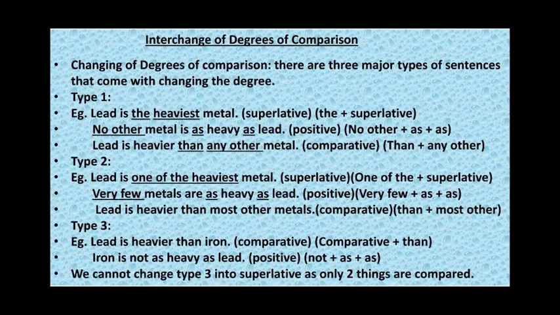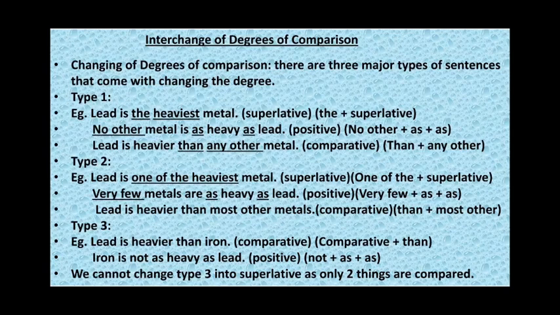In the comparative, if you see, in type 1 we have than plus any other. So if you are noticing, we have than in all the three types, and the other words are differing, that is any other. In type 2 we had most other, and in type 3 we had the comparative word itself, that is heavier.